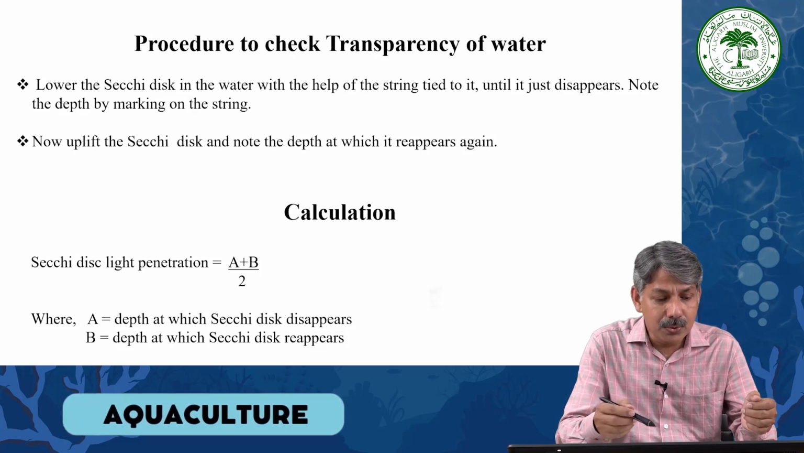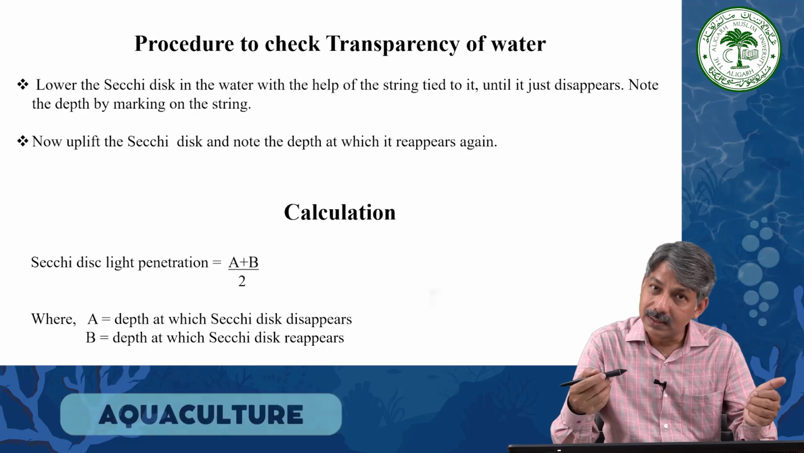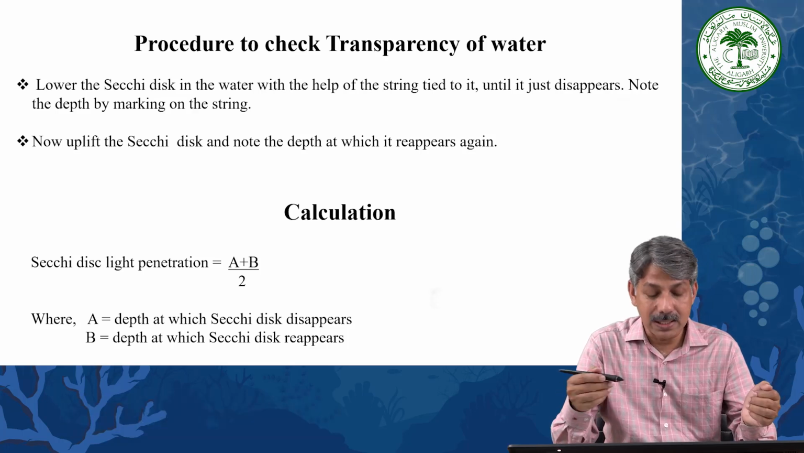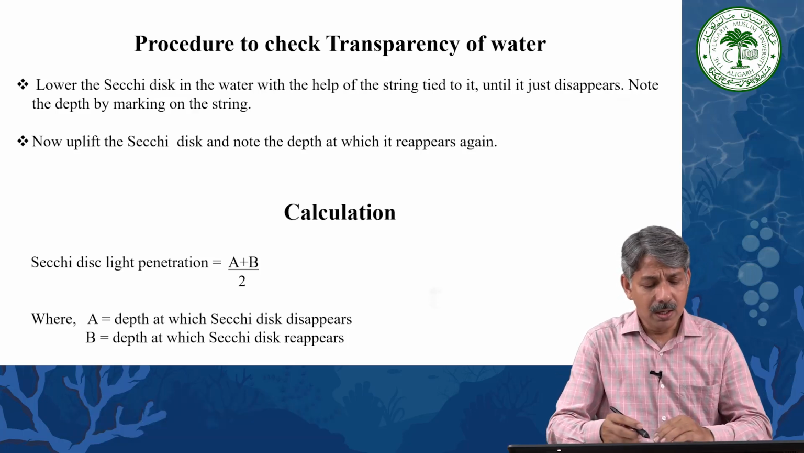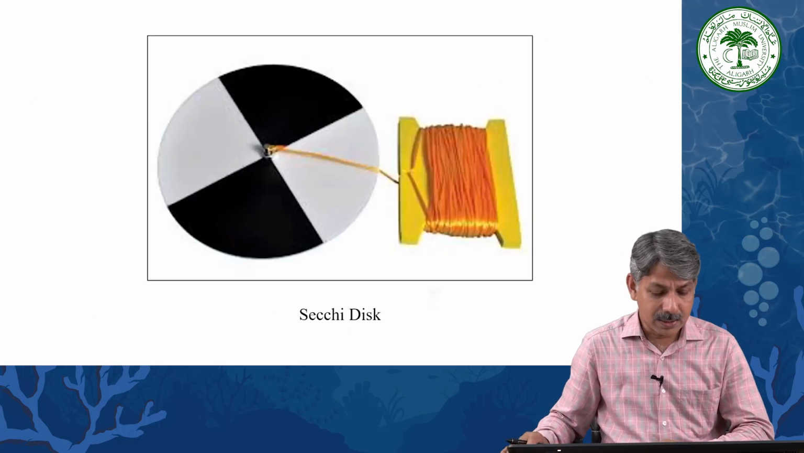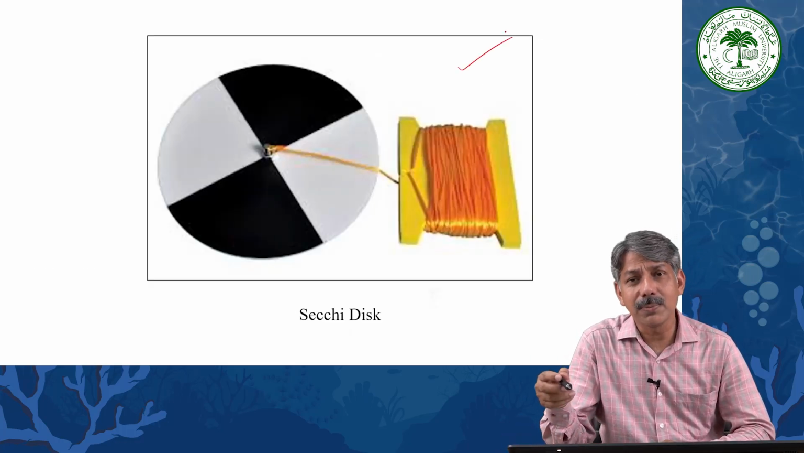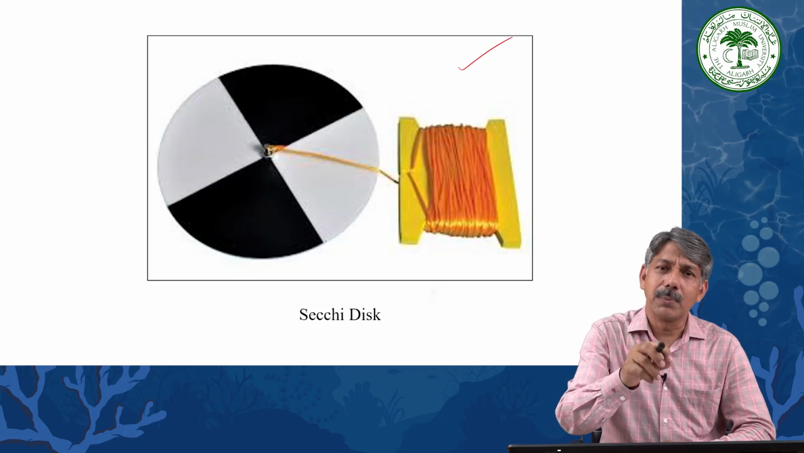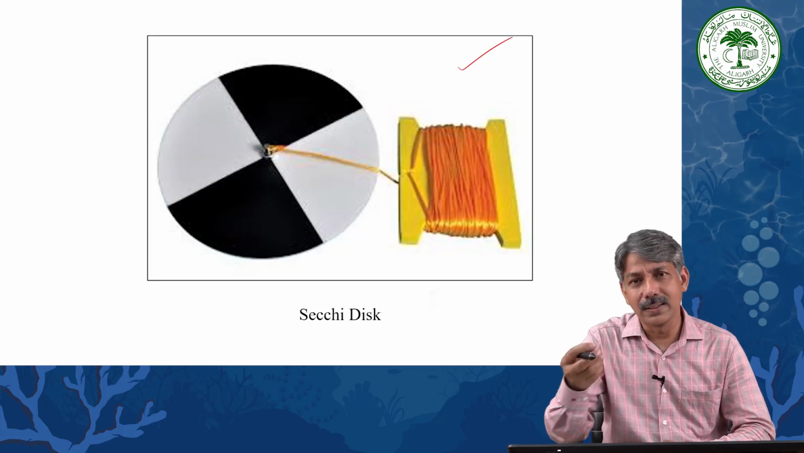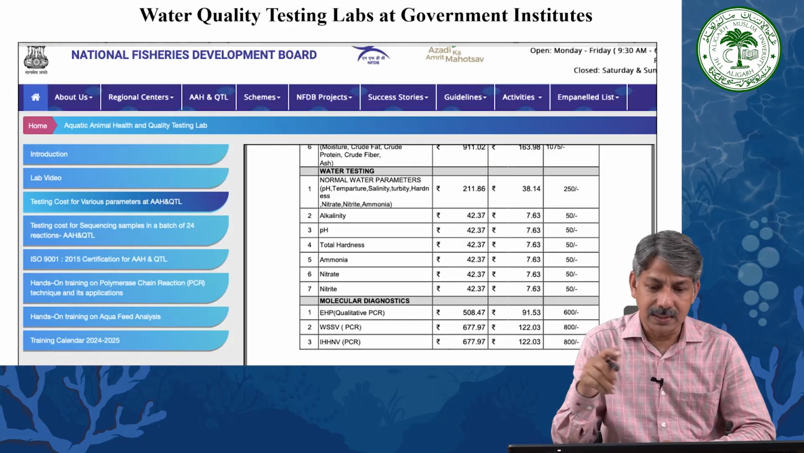We use a Secchi disk to measure the transparency of water, and then calculate the transparency using this simple equipment. You just keep on dipping it, and until it disappears, then you can measure the distance.